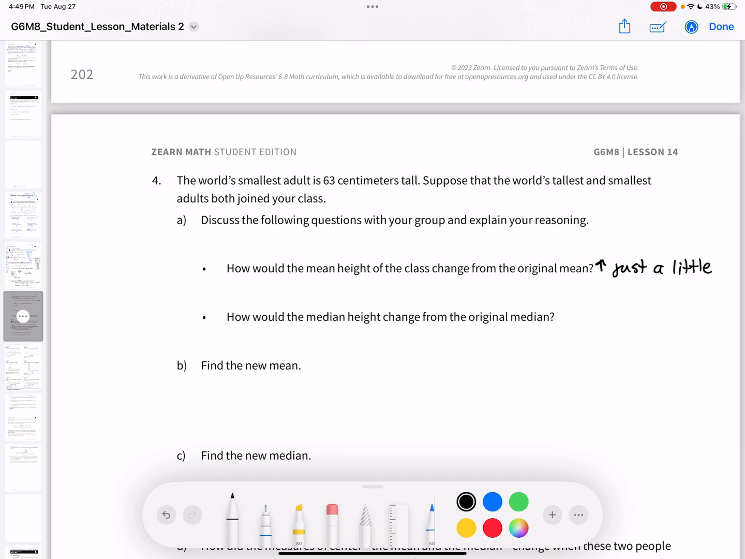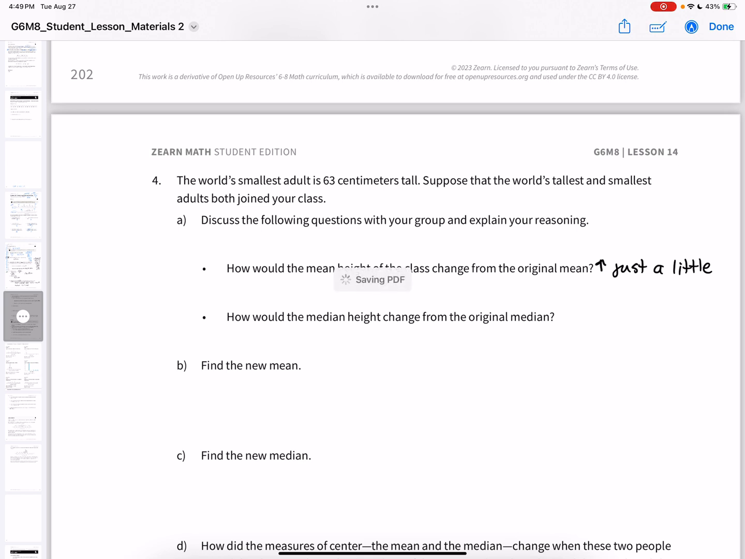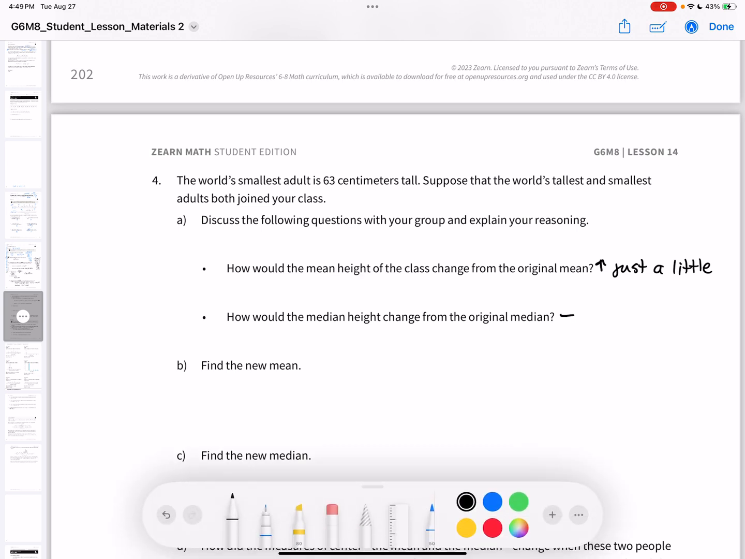How would the median height change from the original median? Well, we're adding 1 to the bottom and 1 to the top, so I say it would stay the same, because we're not moving that middle point any.